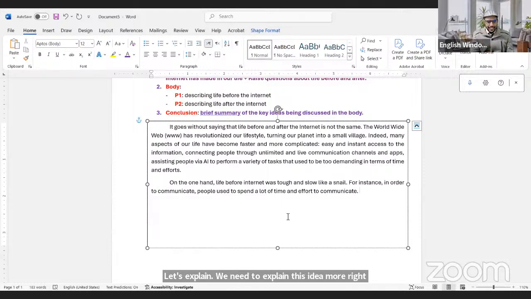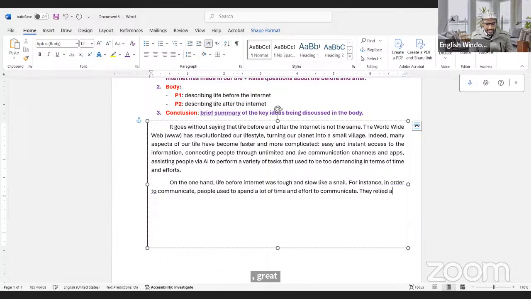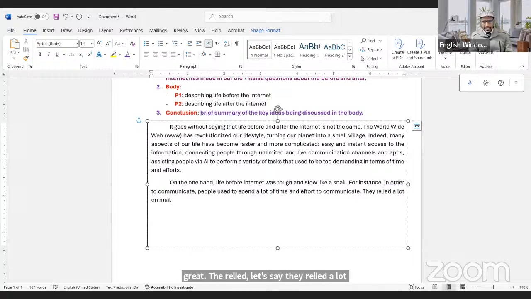Great. They relied more, just like pen and paper. Let's say they relied a lot. For instance, on mails. They relied a lot on mails. We're talking here about the post mails. They relied a lot on mails and pen and paper.